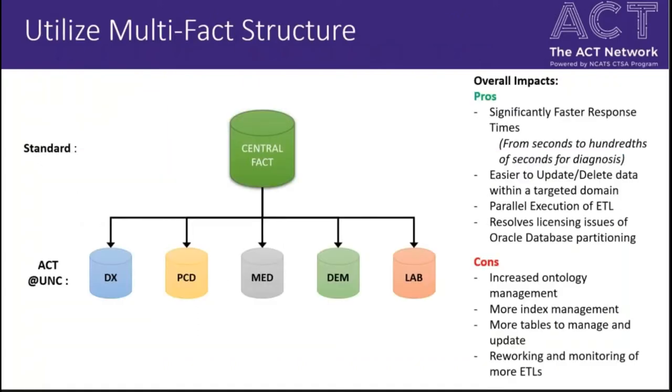So one of the things we've done for our local instance as well as for ACT, we actually implemented this multi-fact structure that was introduced in, I believe, i2b2 version 1.7.09. Instead of just partitioning the table, we actually have broken observation fact out into multiple standalone tables. This has had a pretty dramatic impact on our performance. We were struggling with some diagnosis queries that were taking even just a couple of minutes to respond in the central fact table, and now it's a couple of seconds. And we've seen some really great responses. Our users are a lot happier.